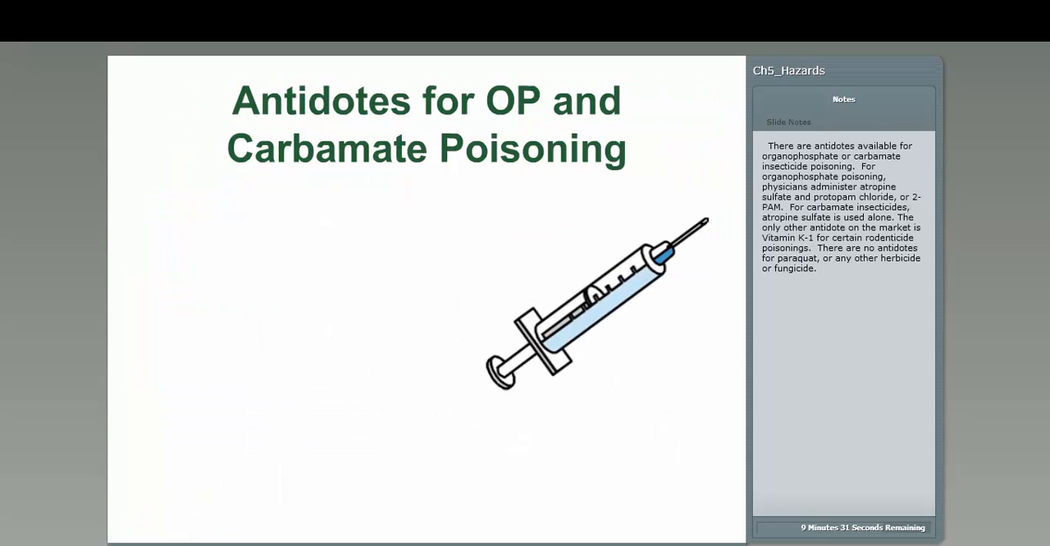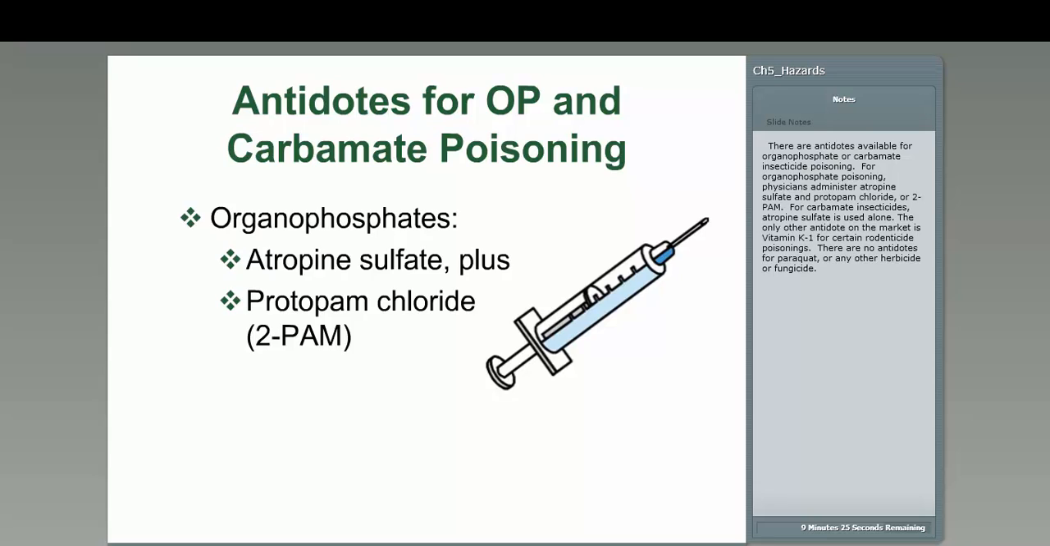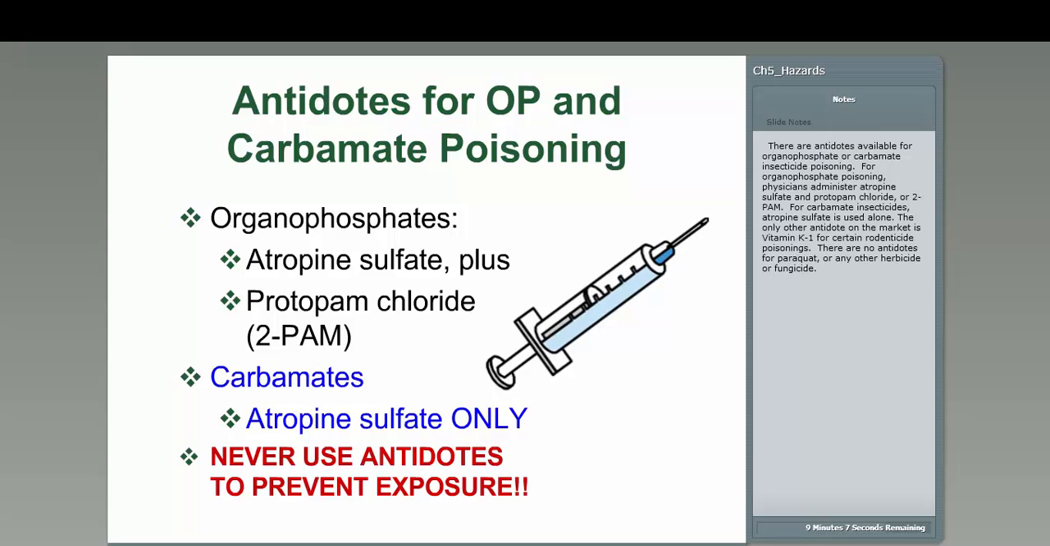There are antidotes available for organophosphate or carbamate insecticide poisonings. For organophosphate poisonings, physicians administer atropine sulfate and pralidoxime chloride, or 2-PAM. For carbamate insecticides, atropine sulfate is used alone. The only other antidote on the market is vitamin K1 for certain rodenticide poisonings. There are no antidotes for paraquat or any other herbicide or fungicide.